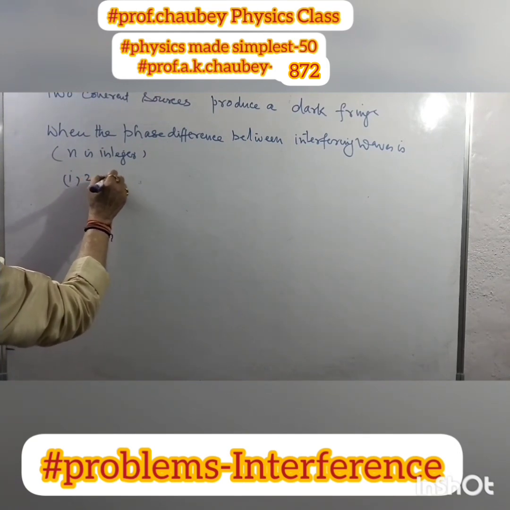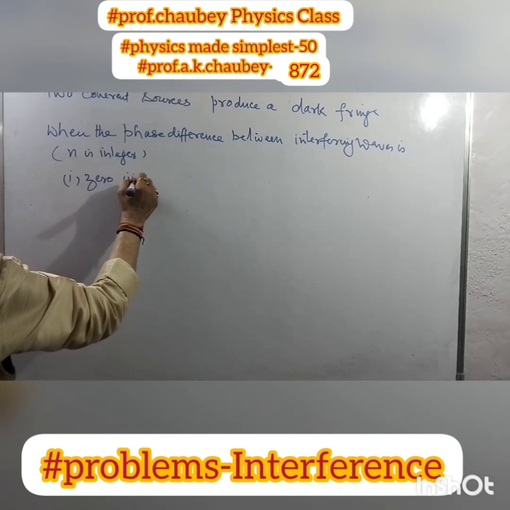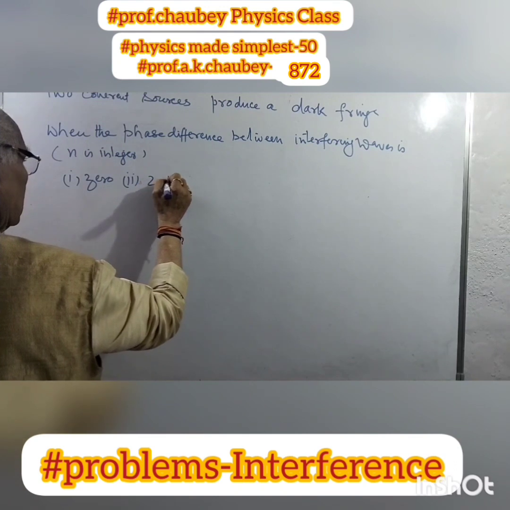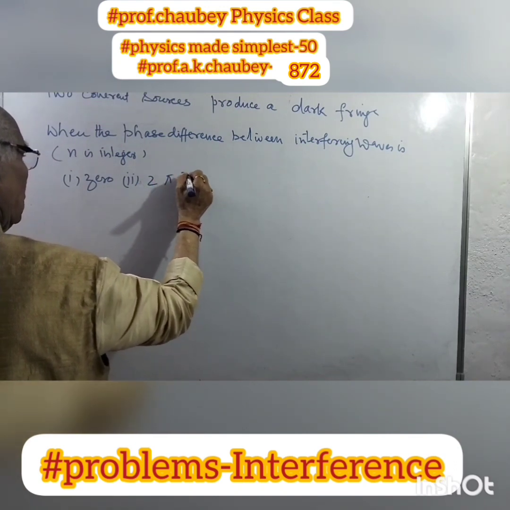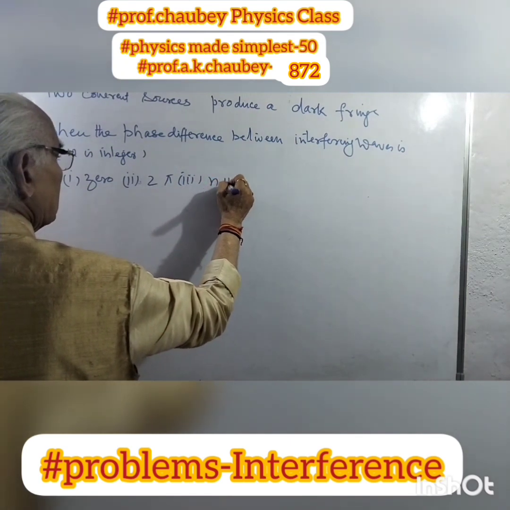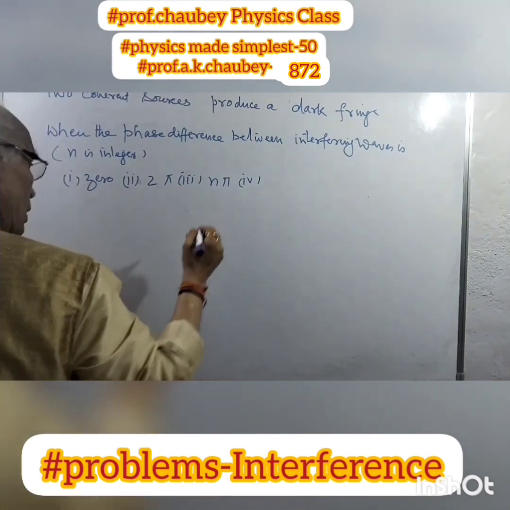The options are: zero, 2 pi, n pi, or 2n plus 1 pi.